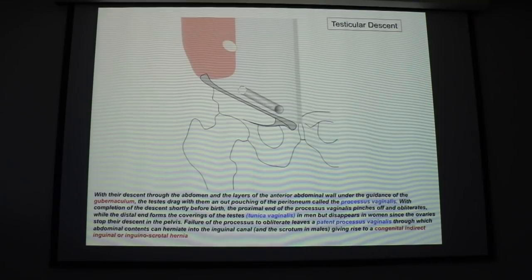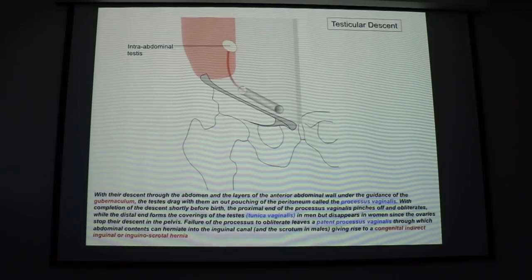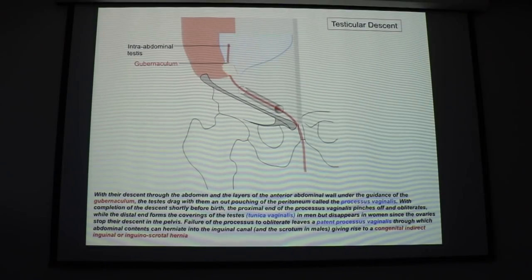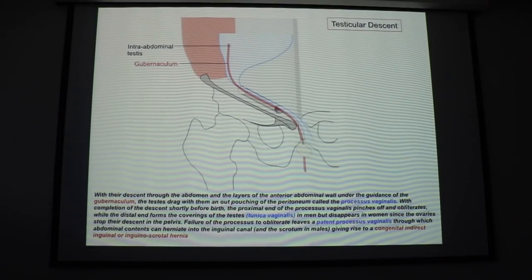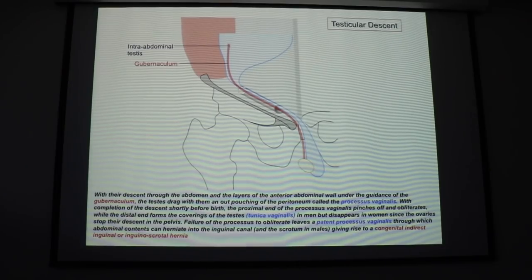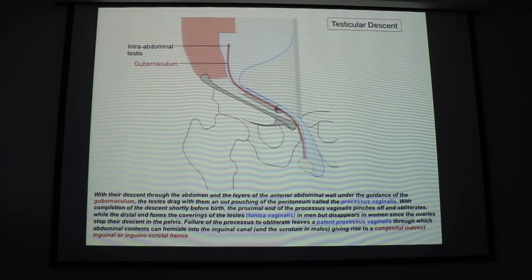So now let's do it. This is the testis or the ovary, we can call it. So now we know this is the gubernaculum. So we pull it. Can you see that along the descent of the testis, a part of the peritoneum was also coming out, a peritoneal pouch was also coming out. This is natural. This is happening.